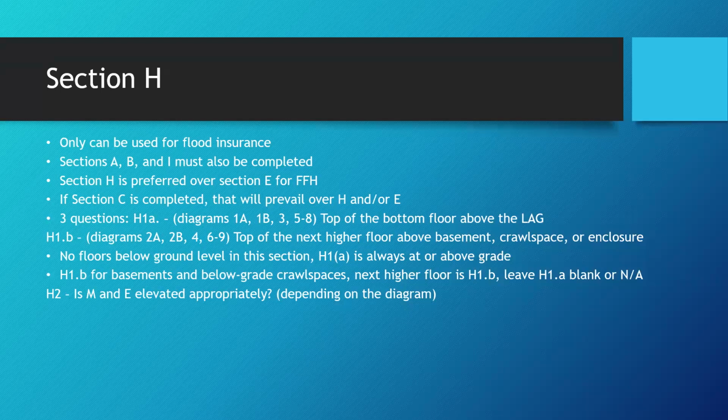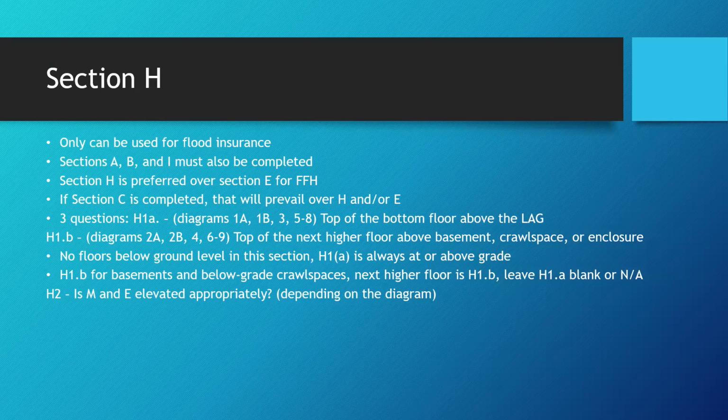So for H1A, diagrams 1A, 1B, 3, and those are all the slab on grades, and then 5 through 8 are elevated. The top of the bottom floor above the lowest adjacent grade. And then H1B, diagrams 2A, 2B, 4, and then 6 through 9, which all have below grade areas. It's going to be the top of the next higher floor above the basement, crawl space, or enclosure.